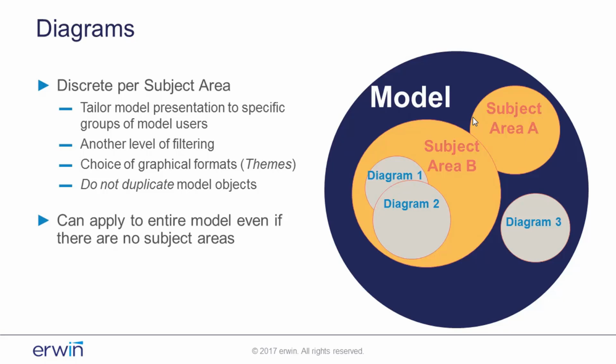Just as the subject areas don't duplicate model objects, neither do diagrams. Diagrams are just another level of filtering. Each subject area has a discrete set of diagrams. So subject area A could have diagrams called diagram 1 and diagram 2 also. They don't interact.